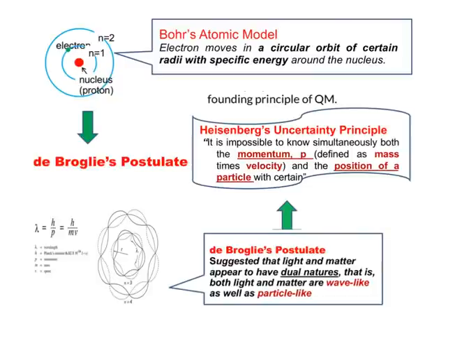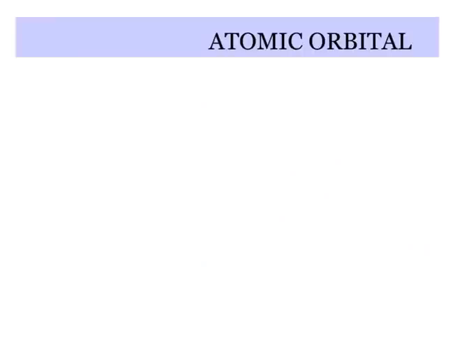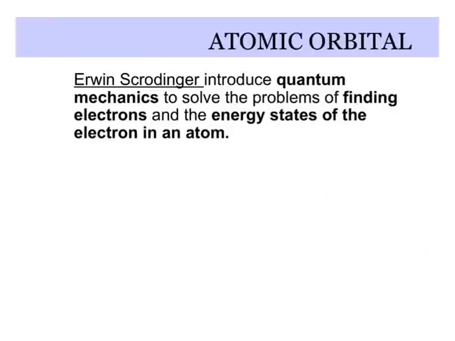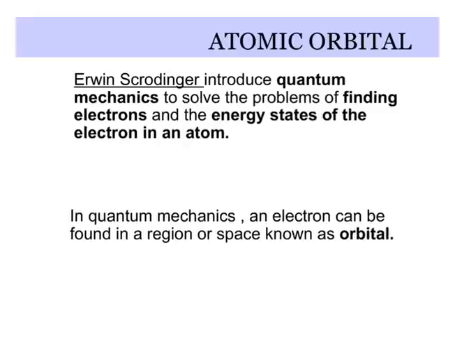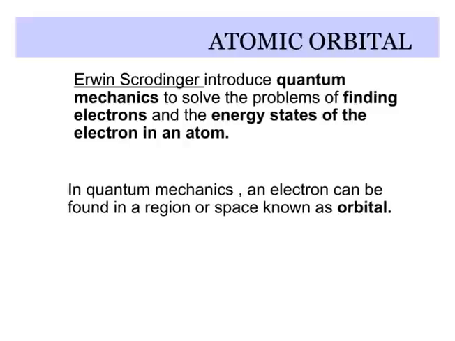In the Heisenberg-Schrödinger model of the atom, electrons obey a wave function and occupy orbitals rather than orbits. Unlike the circular orbit of the Rutherford-Bohr model, atomic orbitals have a variety of shapes ranging from sphere to dumbbell to cloverleaf. Erwin Schrödinger introduced quantum mechanics to solve the problem of finding electrons and the energy states of the electron in an atom. In quantum mechanics, an electron can be found in a region of space known as an orbital.